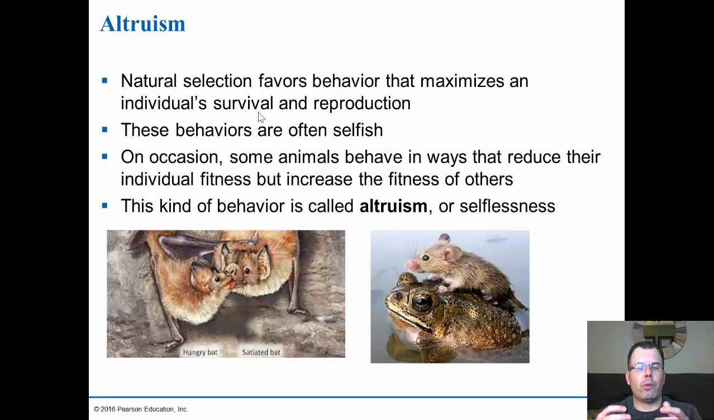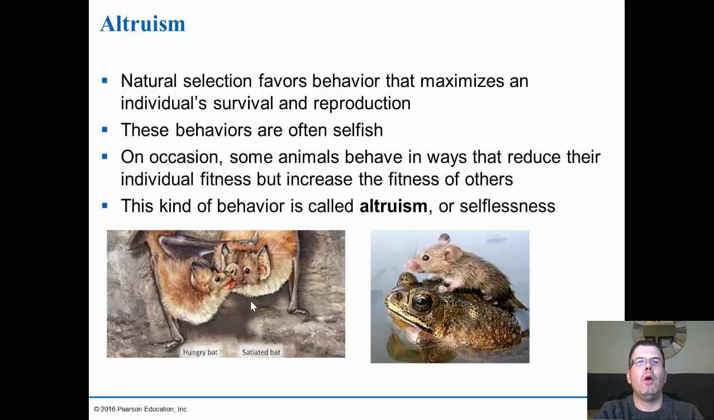This is where certain animals that can't breed may help the rest of the population by giving themselves up for food to protect the rest of the herd, or the weak one of the herd gives themselves up in an altruistic act to allow the rest of the offspring to survive. This is called altruism, or selflessness.